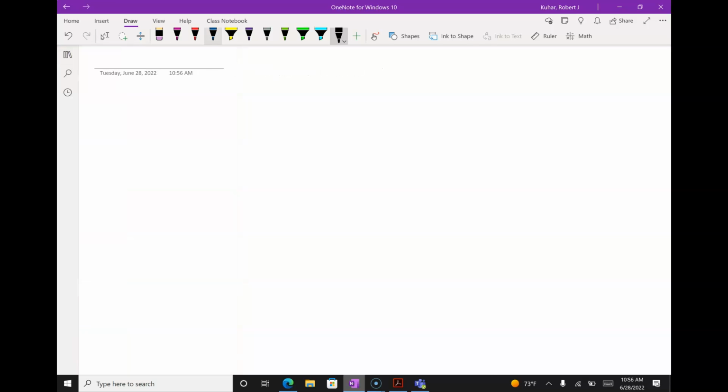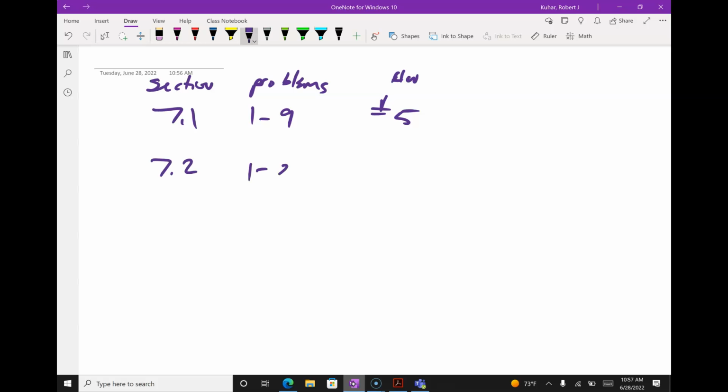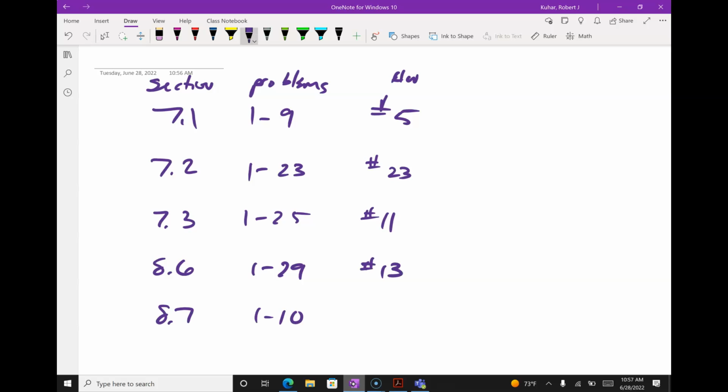Okay, here's the whole thing. 7.1, 1 to 9, turn in number 5, right? So section, problems, homework. Monday, right? 7.2. Oh, Tuesday. Oh, 4th of July. Don't blow off your fingers. So 6 problems to turn in. It's not too bad.